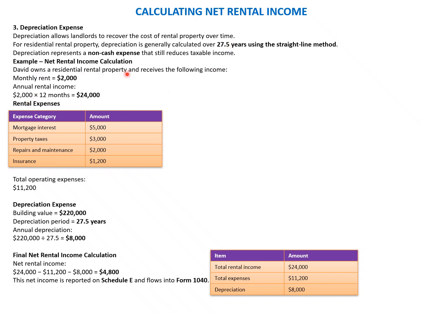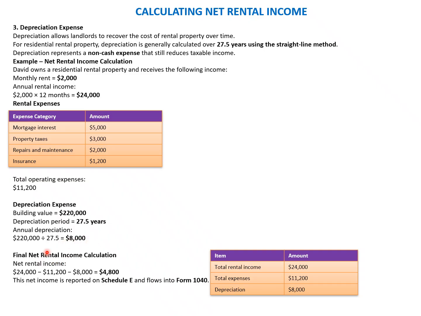So David, on a residential property, receives the following rental income: monthly rent 2,000, annual rental income is 24,000. Rental expenses are below: mortgage interest, property taxes, repair and maintenance, insurance. Total operating expenses sum to 11,200. Depreciation expense: building value is 2,20,000, and then we'll divide this by 27.5. We'll get 8,000 as depreciation expense.